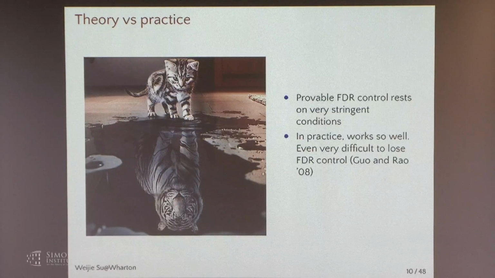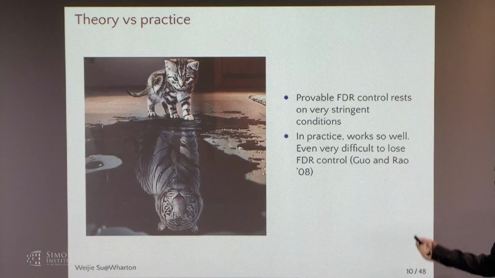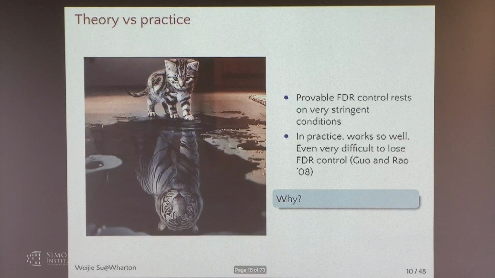So the theory and the practice of FDR actually is very contradicting to me. The theory is very restricted. Only under very restricted conditions, FDR can be controlled at a reasonable level. But in practice, it works so well. People just use it in practice. I've done simulations, and it's really difficult to find a correlation structure to violate FDR control. Extremely difficult. So why is there such two contradicting facts?